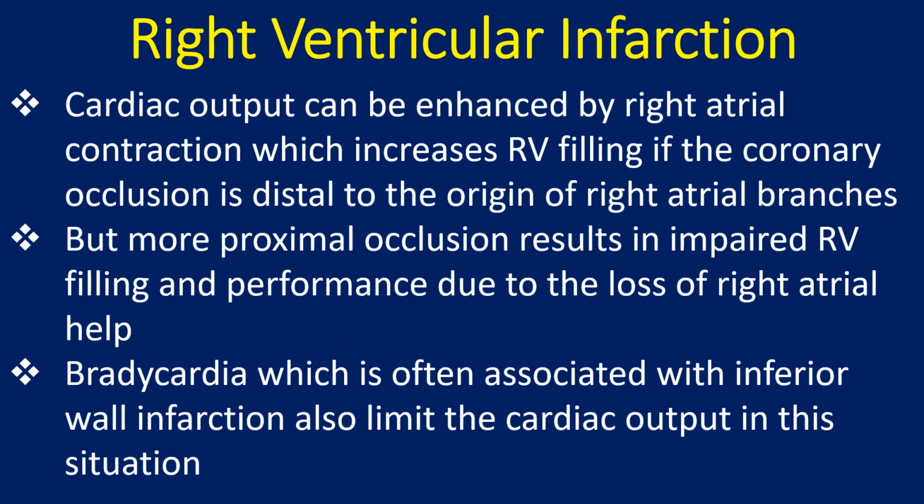Cardiac output can be enhanced by right atrial contraction, which increases RV filling if the coronary occlusion is distal to the origin of right atrial branches. But more proximal occlusion results in impaired RV filling and performance due to the loss of right atrial help. Bradycardia, which is often associated with inferior wall infarction, also limits the cardiac output in this situation.